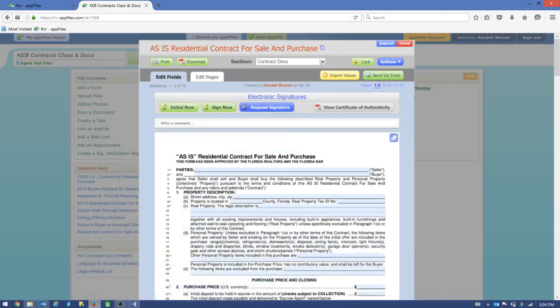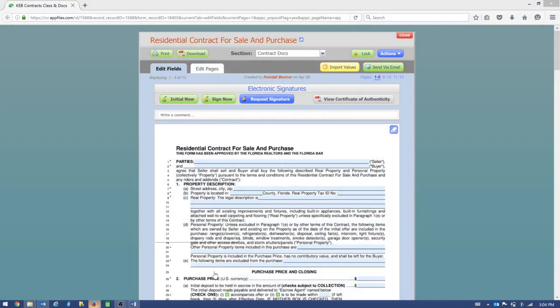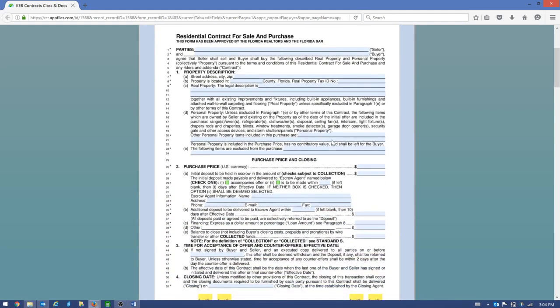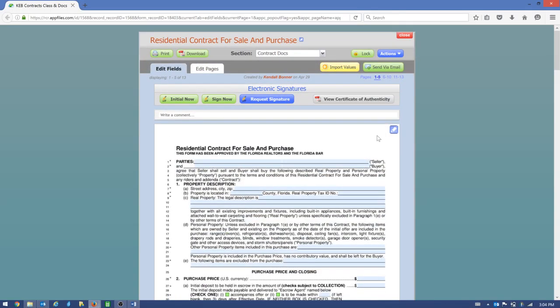The second contract we often use is the FAR Bar 4, which is titled in app files here, and at the bottom you can see it's the Florida Realtors Florida Bar -4X. That is the 4 contract, which is the one I usually recommend once you know how to use it for your traditionally financed buyers.